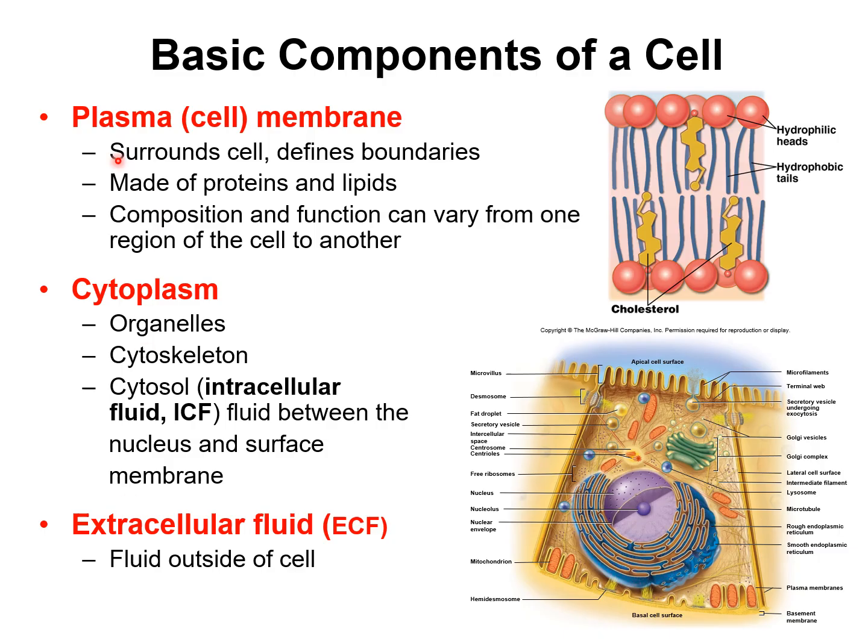The cell is going to have a plasma membrane. The plasma membrane is going to surround the cell and define the inside and outside of the cell. It's going to be made of proteins and lipids. Its composition and function can vary from one region of the cell to another.